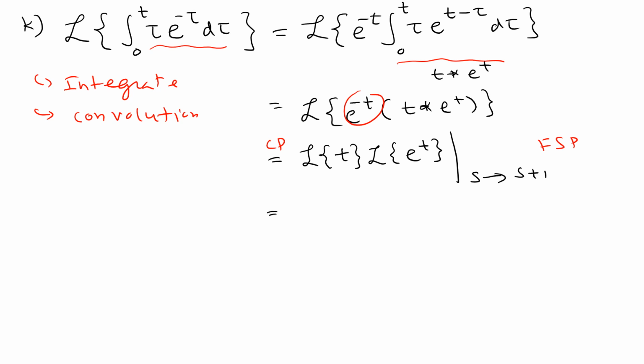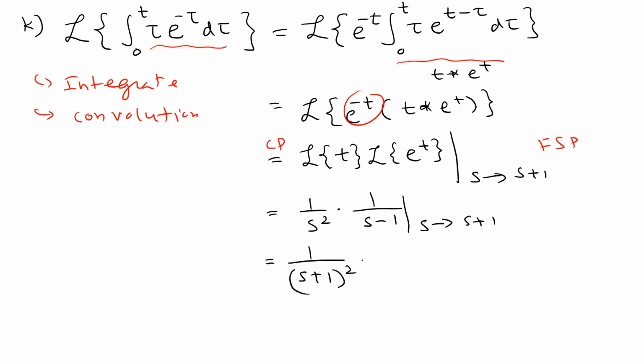Okay, so that means the first one is going to give 1 over s squared, the second one is going to give you 1 over s minus 1, and then we're going to replace s with s plus 1. If you do that, you get 1 over s plus 1 squared from the first term. From the second term, we have a slightly different simplification. s becomes s plus 1, there's a minus 1, so they cancel out. So finally you get 1 over s plus 1 squared. That's the answer.